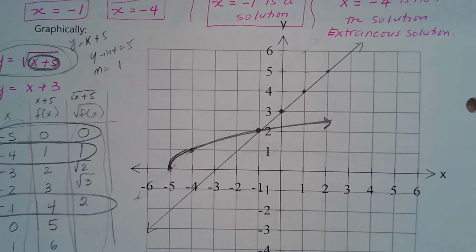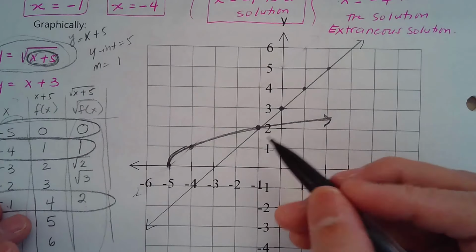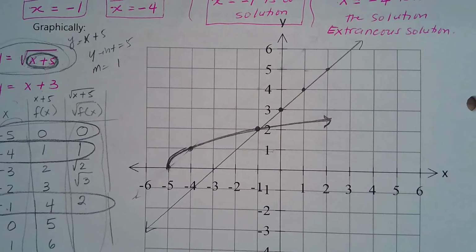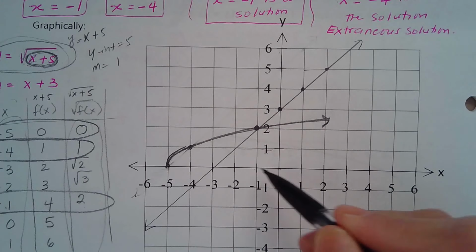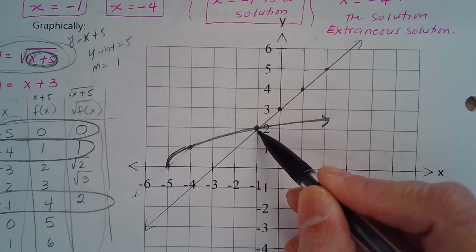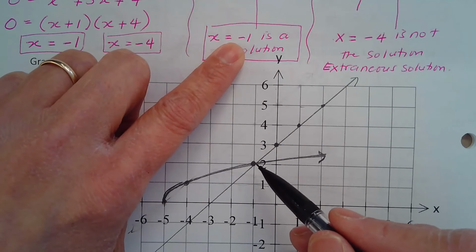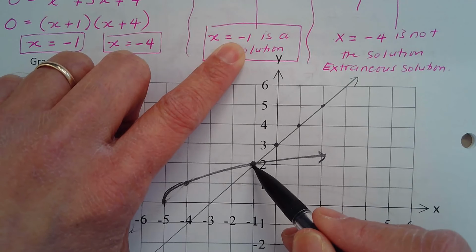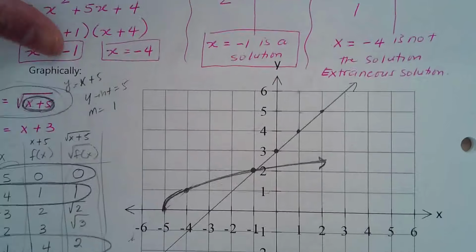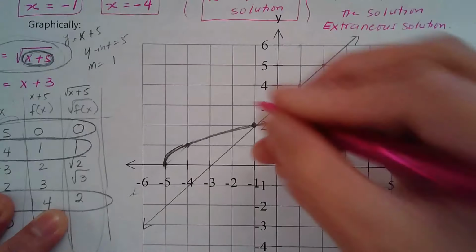So the question is, what is the x value where they intersect? Where did they intersect? At x being negative 1. So that's that one. So the solution would be x equals negative 1. So here is the point of intersection.